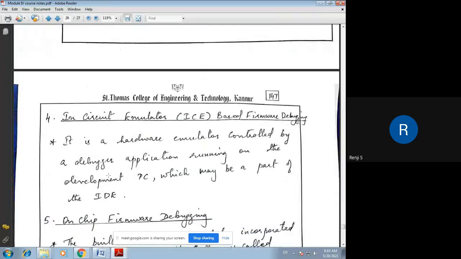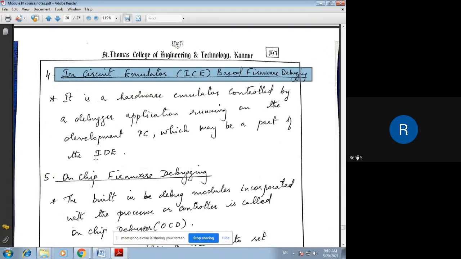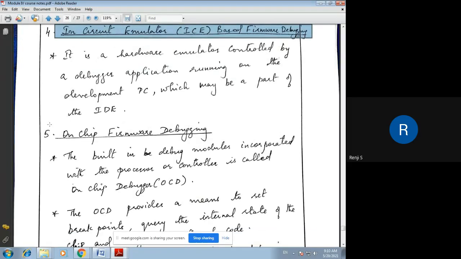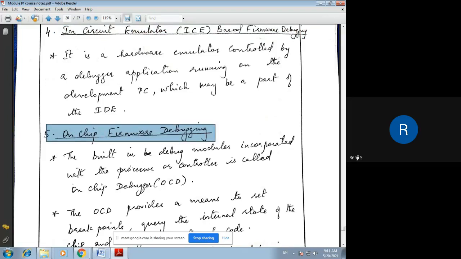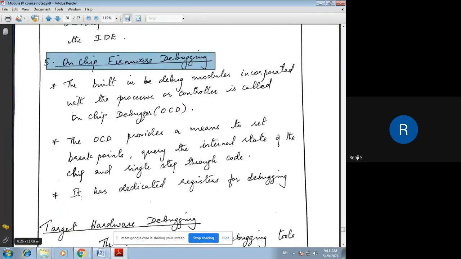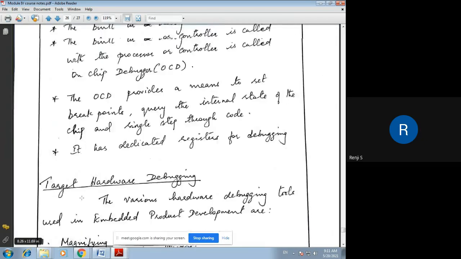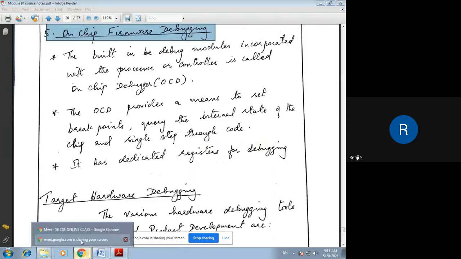Then the fourth technique was the in-circuit emulator, ICE, based firmware debugging. Here, instead of the target hardware, we can use a target emulator, and this emulator helps us to test the firmware. Then the fifth technique was on-chip firmware debugging. Certain microprocessors or controllers have a built-in debugging module, and this module helps us to check the contents or debug the firmware. So these were the 5 techniques used for firmware debugging.